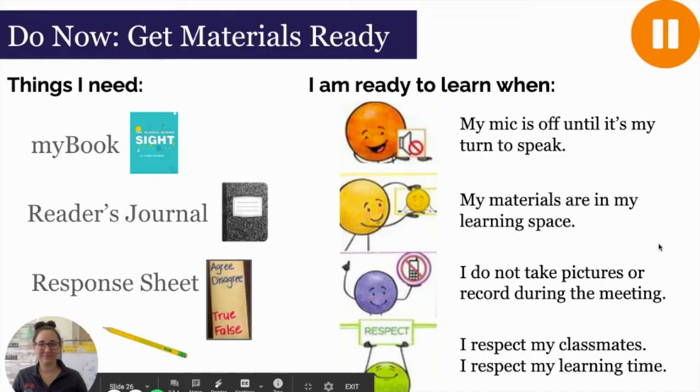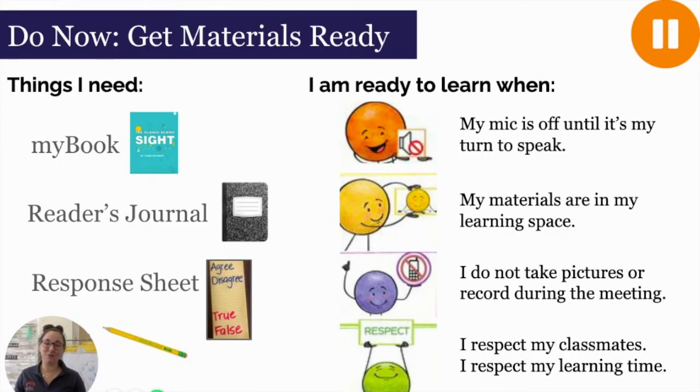Let's get started. All right, scholars, before we get started today, let's make sure we have all of our materials ready so we are set up for success. The first thing you'll need today is your reading textbook. The next thing you'll need is your reader's journal. You'll need your response sheet. And as always, a pen or a pencil, your favorite writing utensil. Now, once you have your materials, I want you to repeat after me.